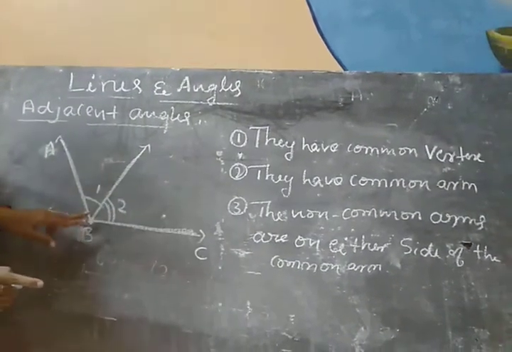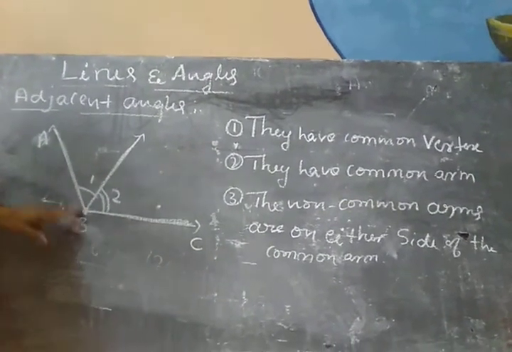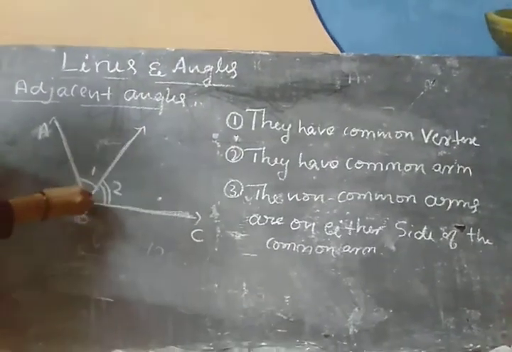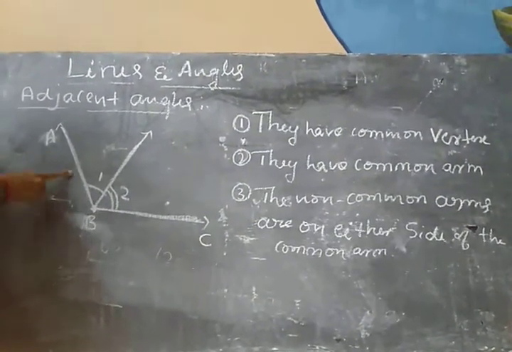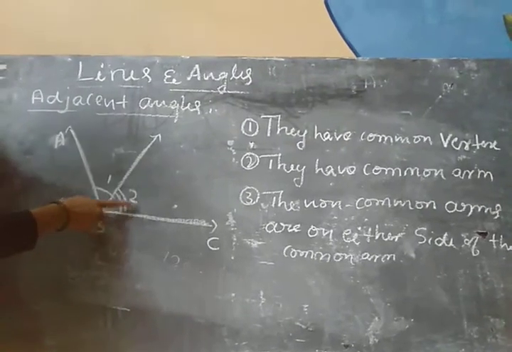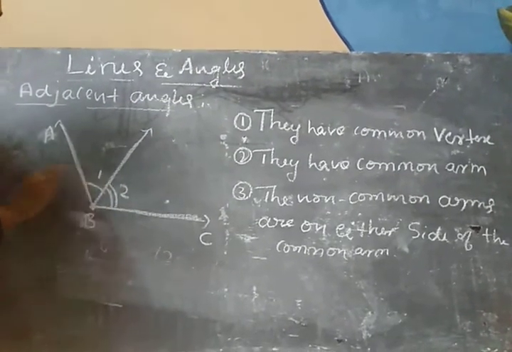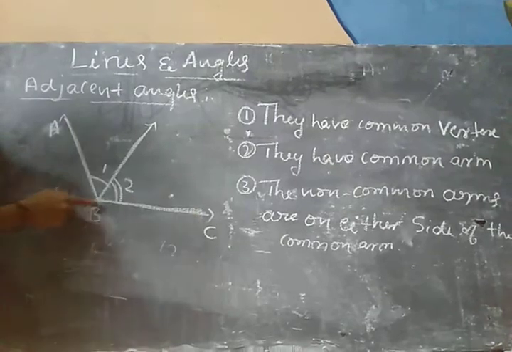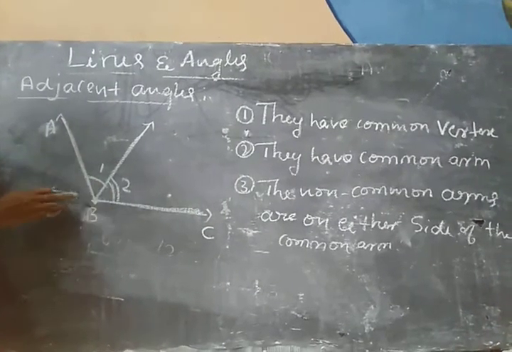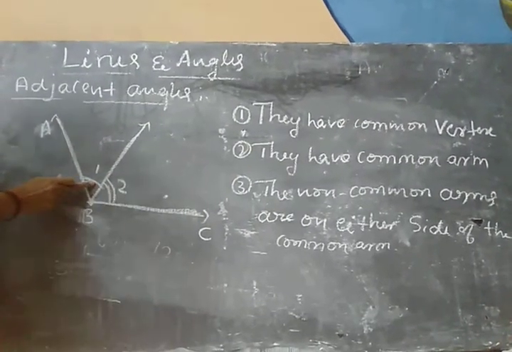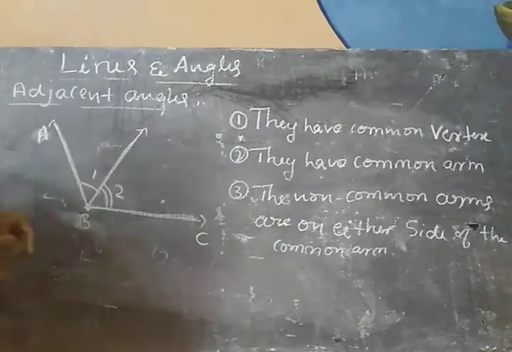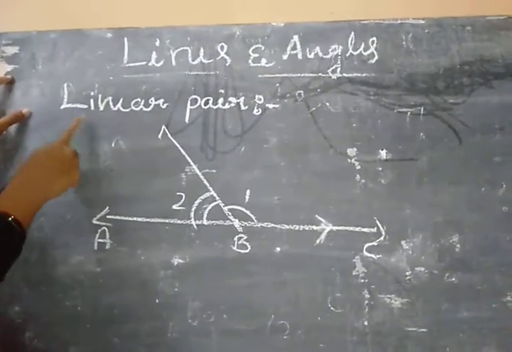The condition is they have a common vertex. This is B. They have a common arm and they have non-common arms on either side of the common arm. These are non-common arms for both the angles, and 1 and 2 are called adjacent angles. So next one is linear pair.